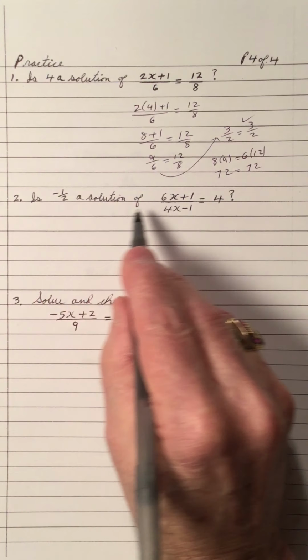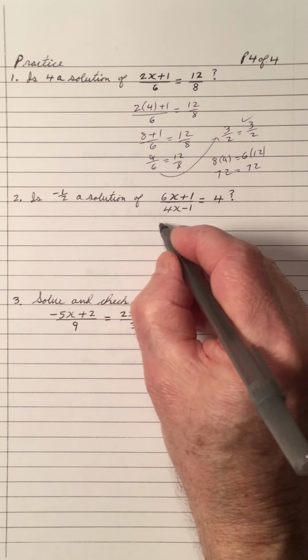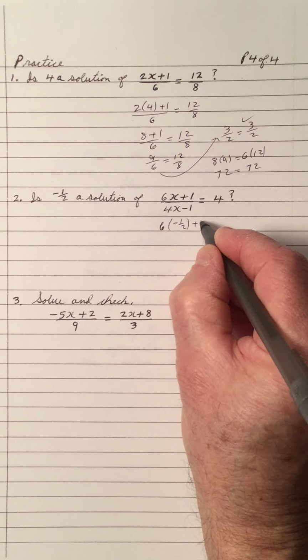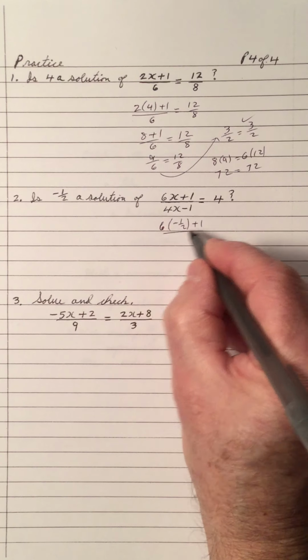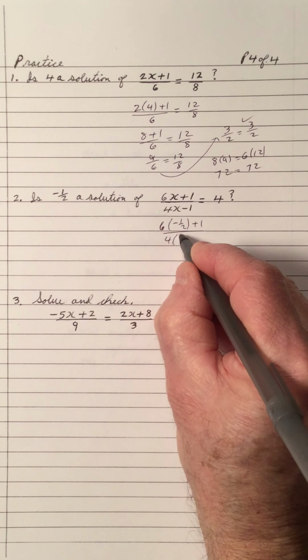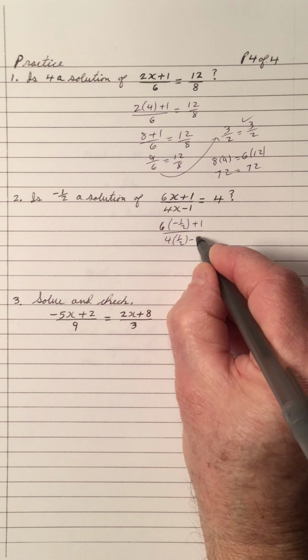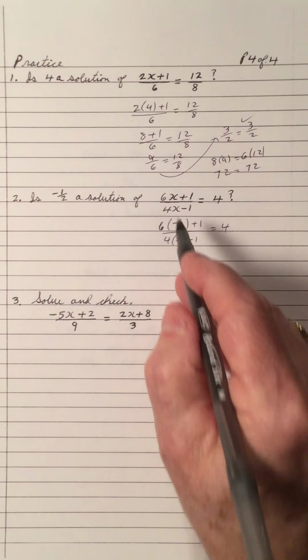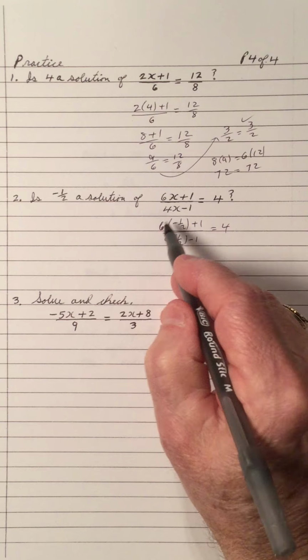And is negative a half a solution of this one? So let's put negative a half in. Notice we put it in brackets because it's 6 times negative a half that goes in the place of x. And we're going to work this out to see if it becomes a 4. So I put negative a half in the place of x twice right there.